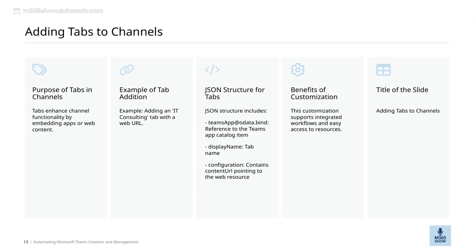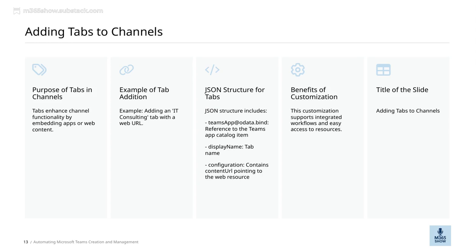First, there's the Teams app@odata.bind, which is a reference to the app catalog item in Teams. Then there's the display name, which is simply the name of the tab as it will appear to users. And finally, the configuration section contains the content URL, which points to the web resource or app we want to embed. For example, if we want to add an IT consulting tab, we would specify its name and point to the web URL that hosts the IT consulting tools or resources. This way, the tab becomes a seamless part of the channel, enhancing our team's ability to work efficiently.